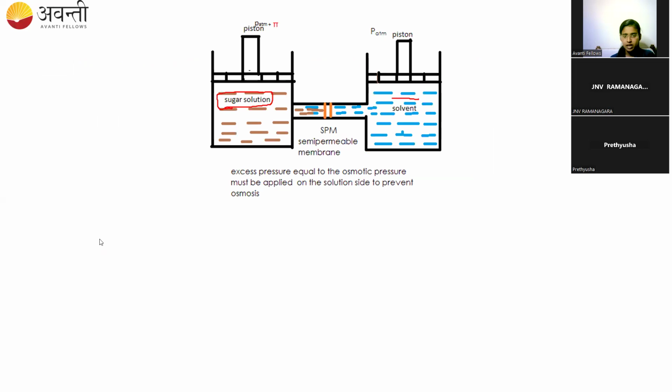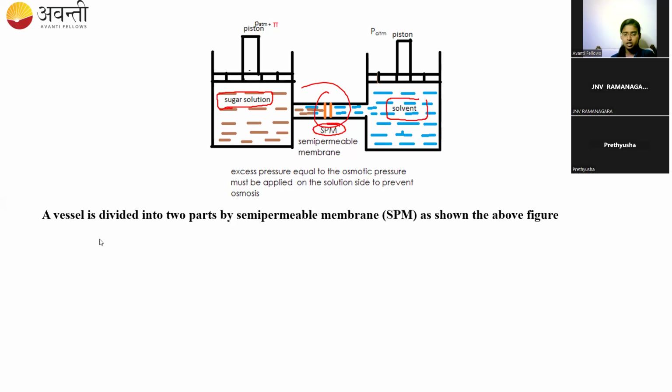And on the other side, we have the solvent molecule. So they are separated by a semi-permeable membrane in the middle. Okay. So now coming to osmotic pressure, first of all, a vessel is divided into two parts like this by a semi-permeable membrane, as shown in the above figure.